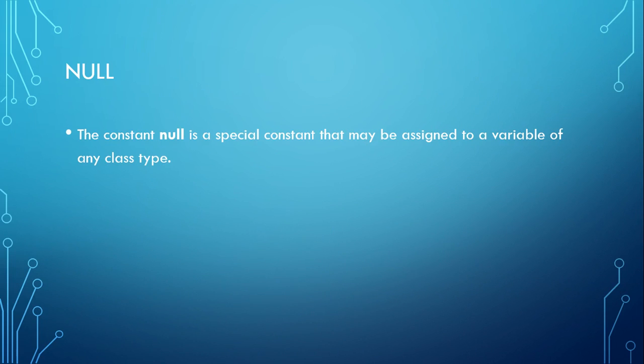So with null, this is a constant. It's just very special, really. It's a specialized constant that may be assigned to a variable of any class type. So it's not restricted to, like, string or anything else. It can be assigned to any class type. Now, it's used to indicate that the variable in question has no real value. Not that it's zero, not that it's empty, it has no real value. That's what null means. It's like nothing.